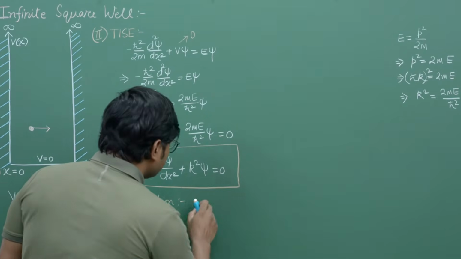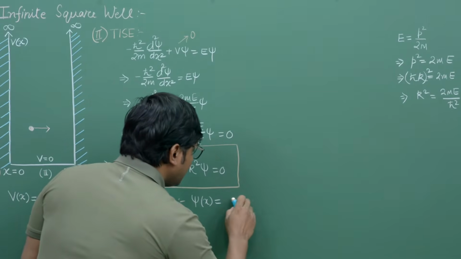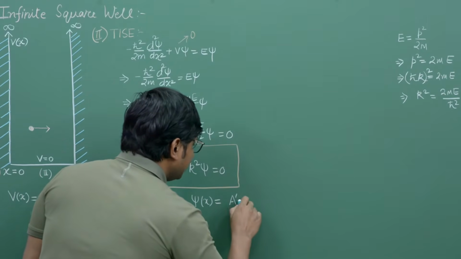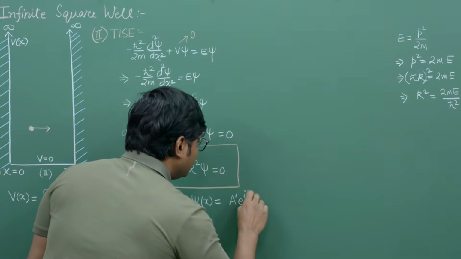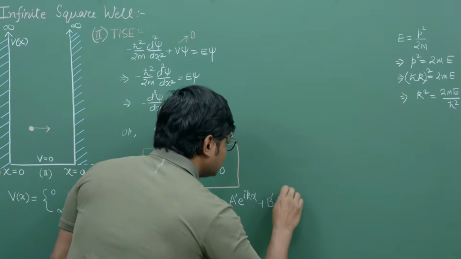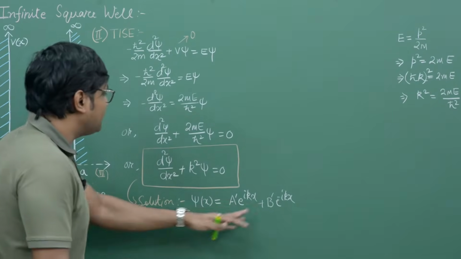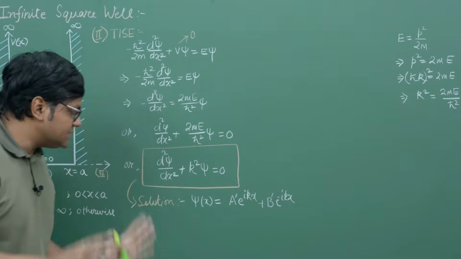So the most general solution can be written as psi x is equal to some constant, let's suppose a dash e to the power iota kx plus b dash e to the power minus iota kx, something like this. So the most general standard mathematical solution for a differential equation like this.